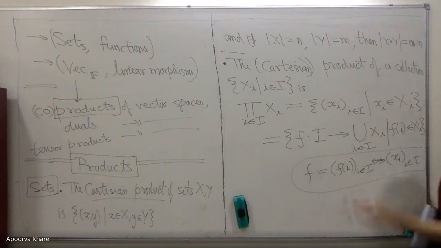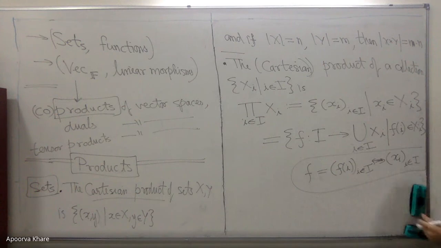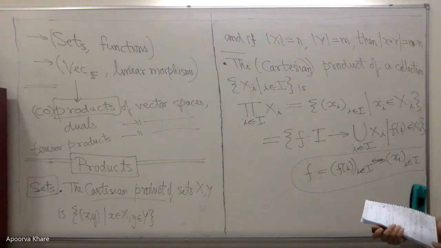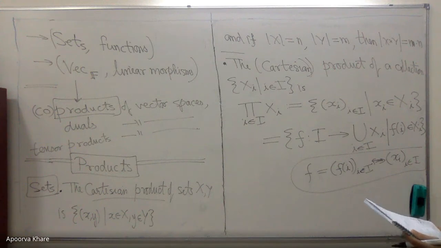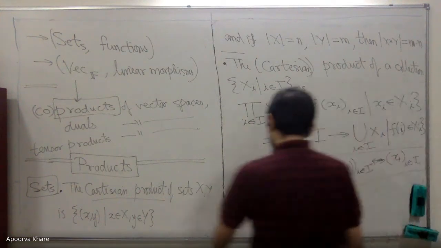Okay, so that's what really is the Cartesian product, fine, of a family of sets. Now, do I want to say something about the thing for vector spaces? So maybe not. Maybe let me show you that this Cartesian product satisfies something called the universal property.